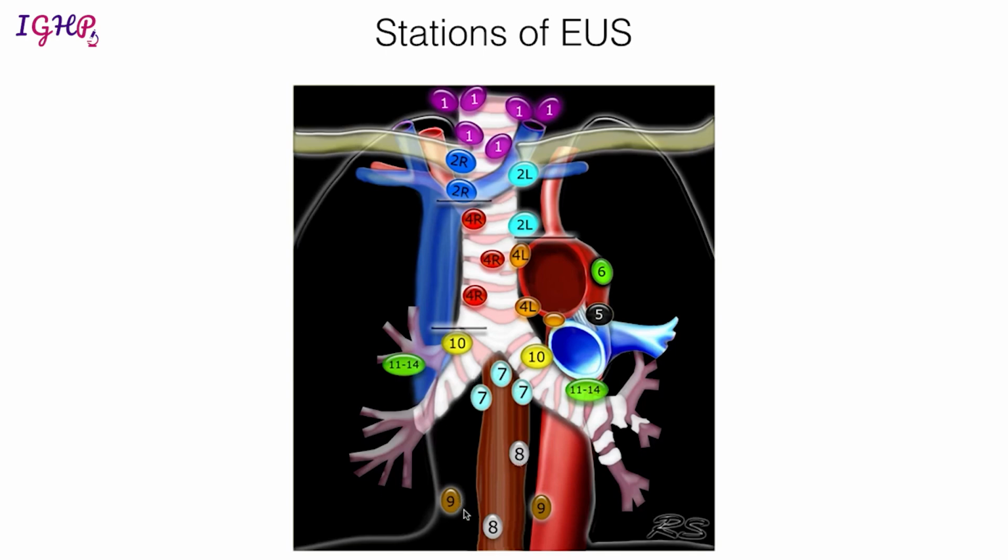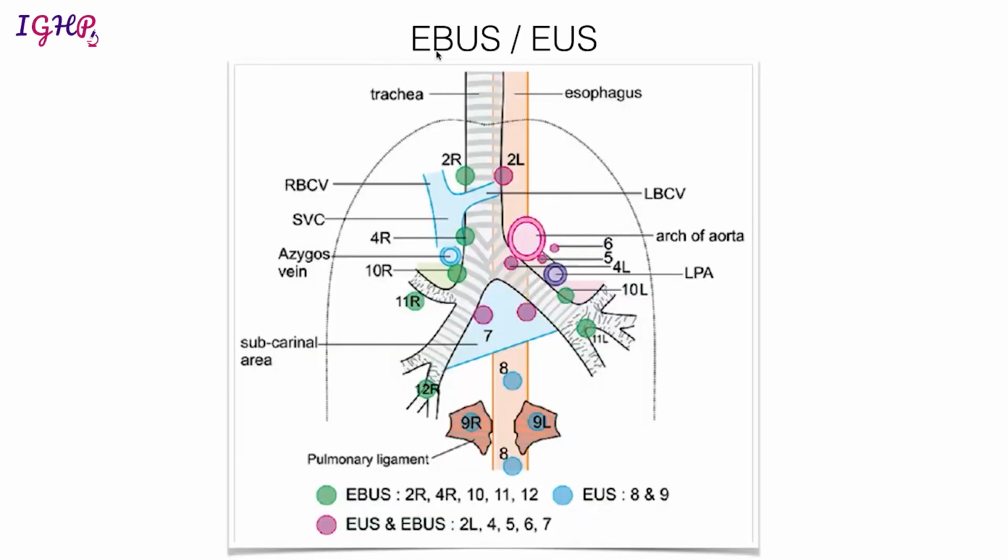Then we have stations 8 and 9, which can be sampled only with the help of an endoscopic ultrasound. We also know that there is an endobronchial ultrasound that is used for sampling the lymph nodes adjacent to the bronchi. So many areas can be sampled with the help of an EBUS as well as with an endoscopic ultrasound. So there is an overlap.